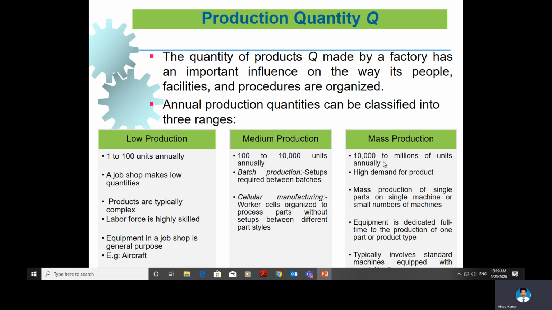Then we come to mass production. More than 10,000 products are produced, with very high demand. Normally, mass production means single parts on a single machine or a small number of machines. Equipment is dedicated full time to the production of one part or product type. This is all about mass production.